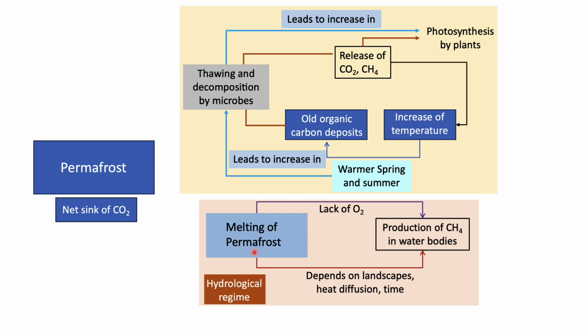And there is another thing we are seeing on the land. If you look at the hydrological regime, the melting of permafrost leads to production of methane in water bodies. This happens when there is no oxygen, but this also depends on the landscape, heat diffusion and time. So the melting of permafrost is affected by the loss of oxygen, and it depends on the landscape, heat diffusion and time.